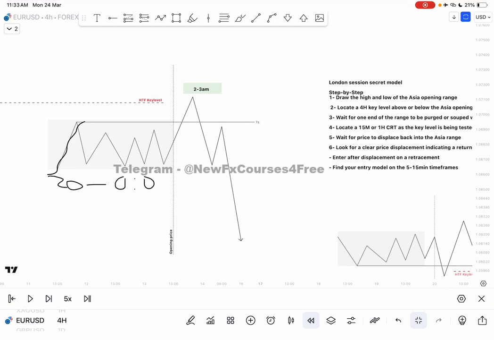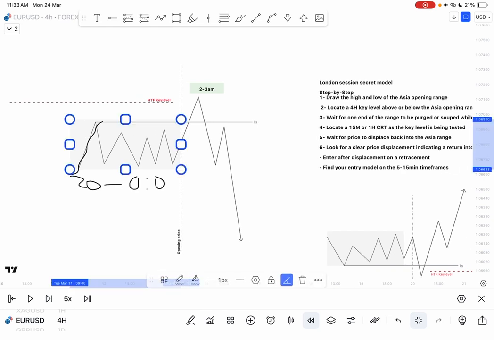Remember, I told you guys session highs and lows can be used as draw on liquidity. And for this case, you can target your Asian session high as your first draw on liquidity, then target the low. That's for the bullish scenario, but for this bearish scenario, you can target your Asian session low as draw on liquidity.